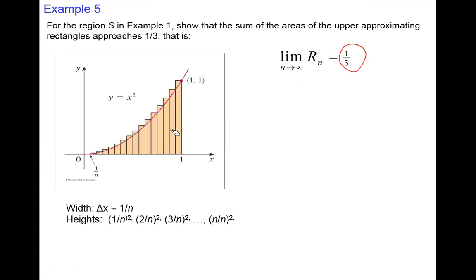Because we have infinitely many of these rectangles, each delta x will be the whole interval divided by n, 1/n. Each of the heights, using the right endpoints, of course, is 1/n, 2/n, 3/n, all to the power of 2, because that's this x² function.